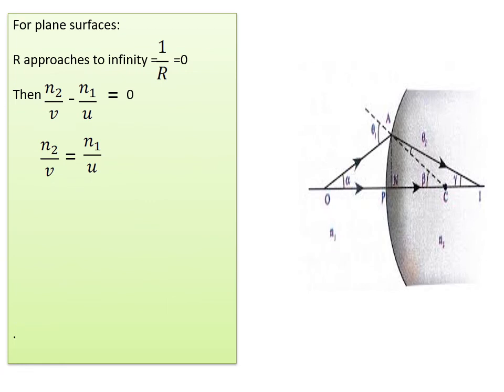This is used for plane surfaces where the radius of curvature approaches infinity, then 1 by R tends to 0. So the other term becomes 0. So equation 4 can be written like this: N2 by V minus N1 by U is equal to 0. That implies N2 by V is equal to N1 by U. So this is the equation you have to use for plane surfaces, children.